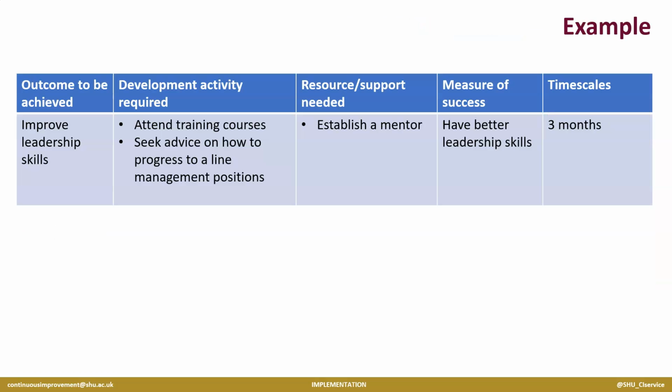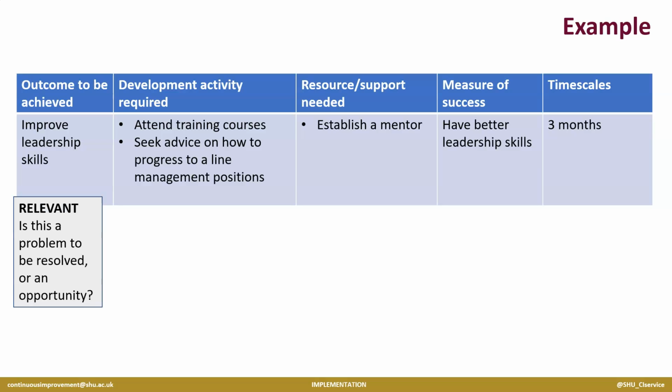This is an example of a personal development review, otherwise known as a PDR. Within this, I have outlined that I want to improve my leadership skills in 3 months by attending training courses and establishing a mentor. However, this objective overall is not SMART, and it requires a lot more investigation in order for it to become actionable. Let's look at this in a bit more detail.